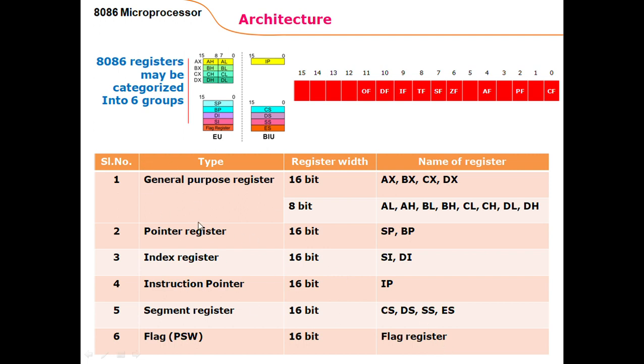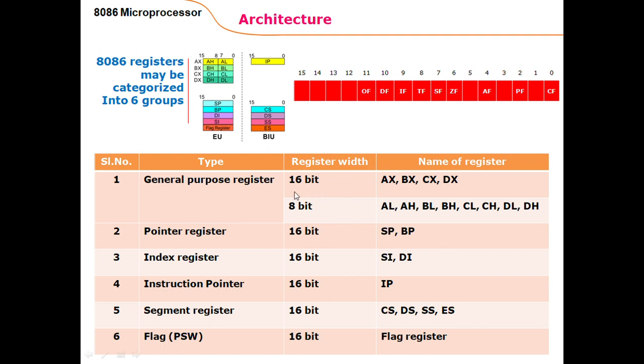So all of the registers are 16-bit, but some of the 16-bit registers can be accessed as 8-bit registers as well. For example, the general purpose registers accumulator, base, count, and data are 16-bit registers, but their 8-bit part of the register can also be accessed using these letters. For example, if one is interested to access the low byte of the accumulator, then the name AL is used. If one is interested to access the high byte of that accumulator, then the name AH is used.